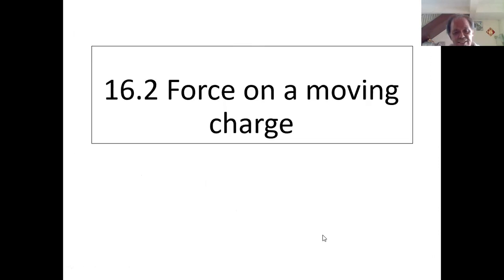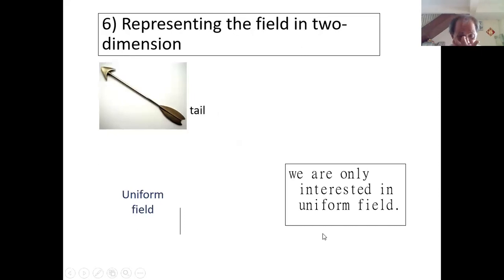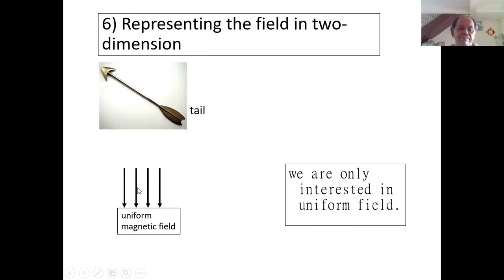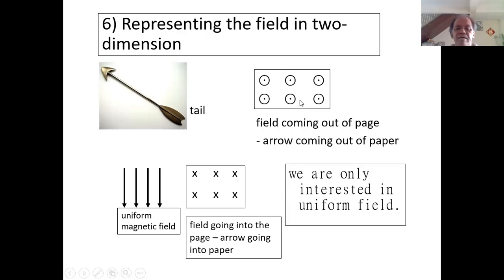Okay, force on moving charge. How to represent the field in 2 dimensions? If you are interested in a uniform field, parallel lines, equal distance apart. There's the arrow, the tail, the head. If it's going into the page, then we show the arrow tail, that's the arrow tail from the cross. If it's a dot, it means we are looking at the head coming out, the arrow coming out of the page.